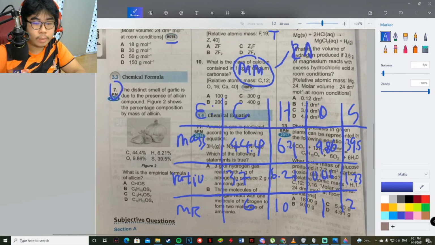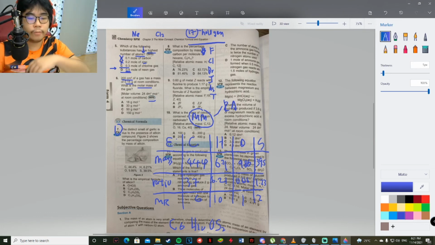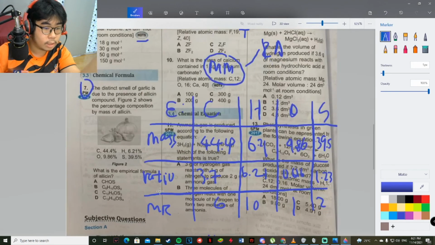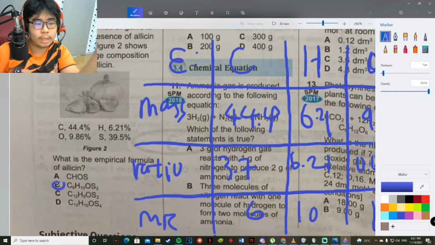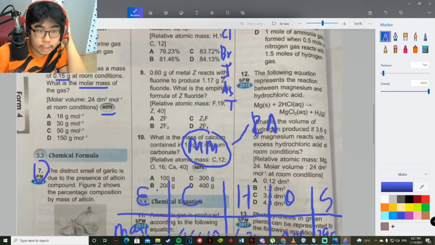So now you have the numbers, which is C6H10OS2, or C6H10O1S2. Is there any answer like this? Yes, right? The answer is B. The answer should be a perfect B. Alright, let's see what we should do next.